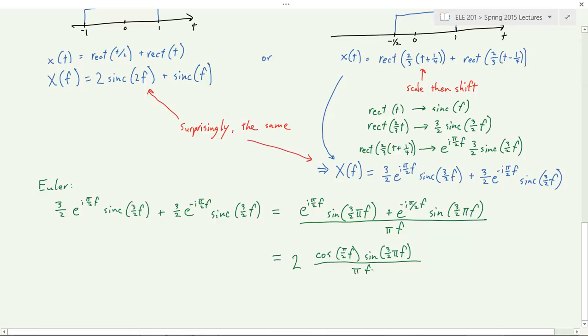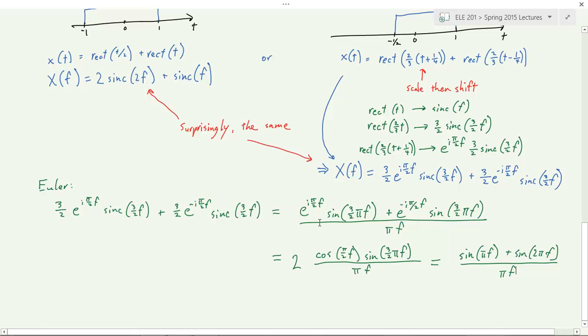Okay, so I used Euler's identity, turned them into trig functions, and here I'm going to say, well, I know a trig identity. I know how to do a cosine times a sine, and when I do it, I'm going to get just sine of pi f plus sine of 2 pi f over pi f. And now I recognize that as the formula up here. Okay, so indeed they are the same.